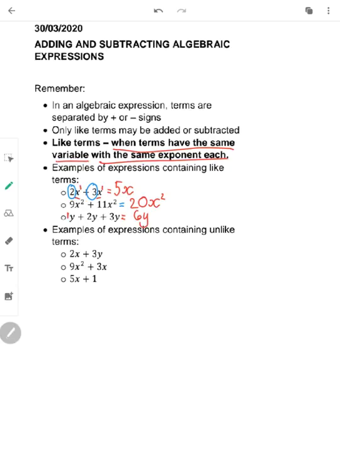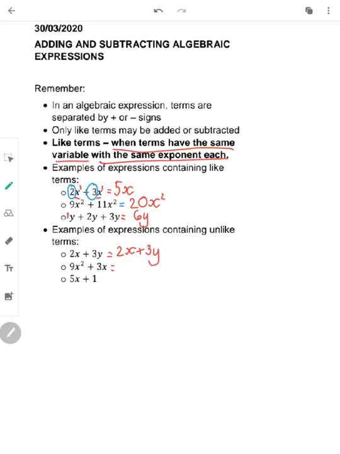Lastly, on this page, I have examples of expressions containing unlike terms, and that would be in the first part, 2x plus 3y, quite obvious unlike terms, because it's x and y, the variables aren't even the same. How would you write this answer if I gave you such an expression to simplify? You can't simplify it, so you just write 2x plus 3y.